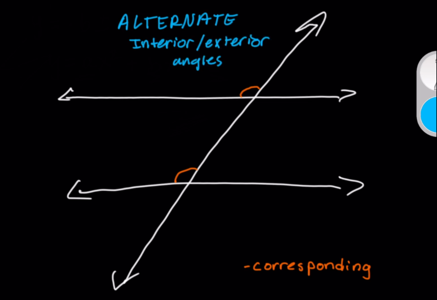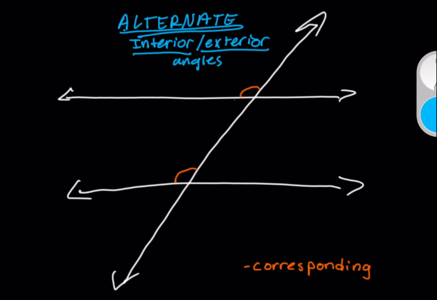The next one we have is alternate interior angles. There are two kinds here: we have interior and then exterior. Interior is the inside of the parallel lines. And alternate is supposed to mean on different sides of the transversal. So the first word corresponds to the transversal right here, and the second word corresponds to the parallel lines.